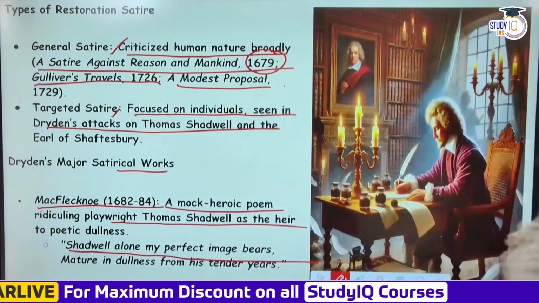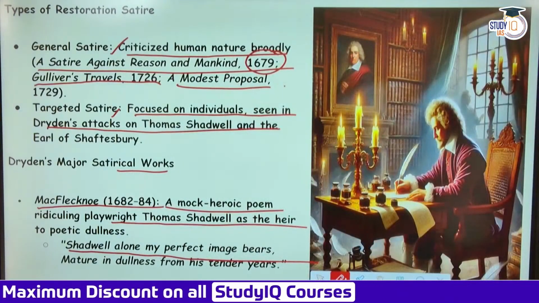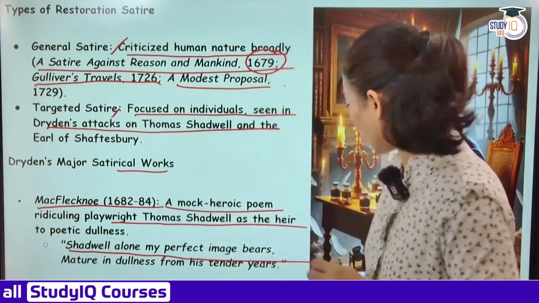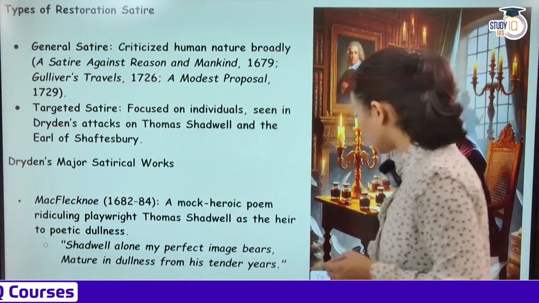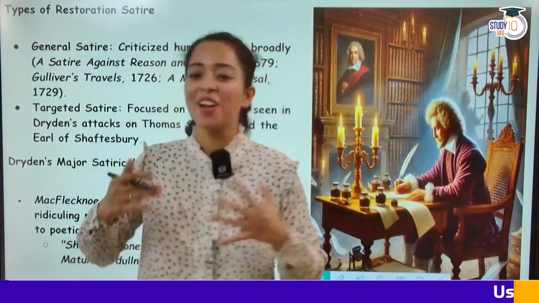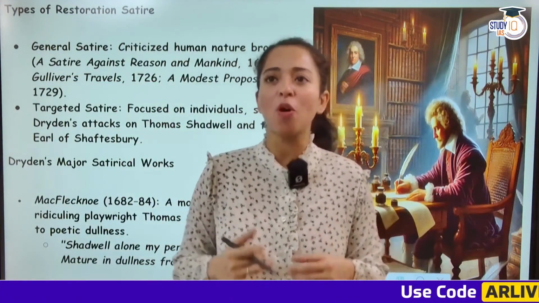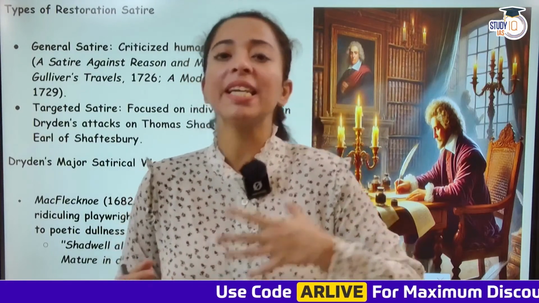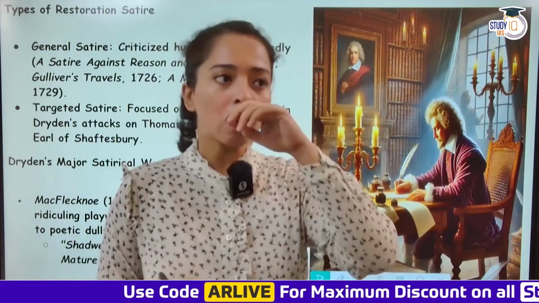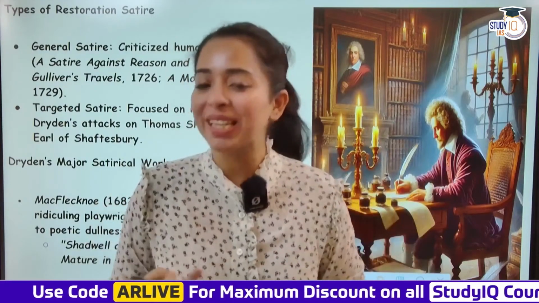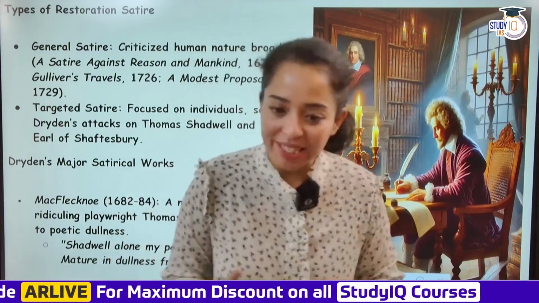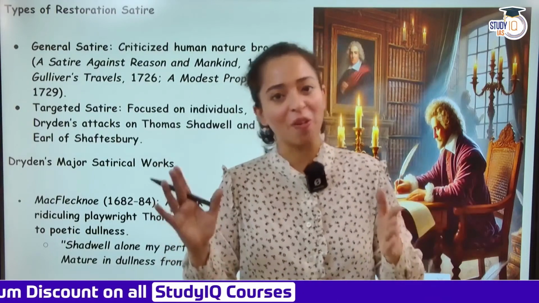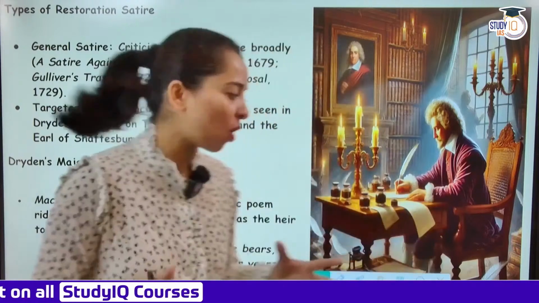All right. So apart from this, MacFlecknoe, a mock-heroic poem ridiculing playwright Thomas Shadwell. Now moving ahead, you can see this Thomas Shadwell in the portrait for MacFlecknoe. MacFlecknoe बहुत ही ज़्यादा full of satire work है for his contemporary poet, और उनका उसमें इतना ज़्यादा ridicule किया है. If you read the poem, it's very witty, very funny, but yes, great character assassination of Thomas Shadwell. Okay, so that is what MacFlecknoe is all about.